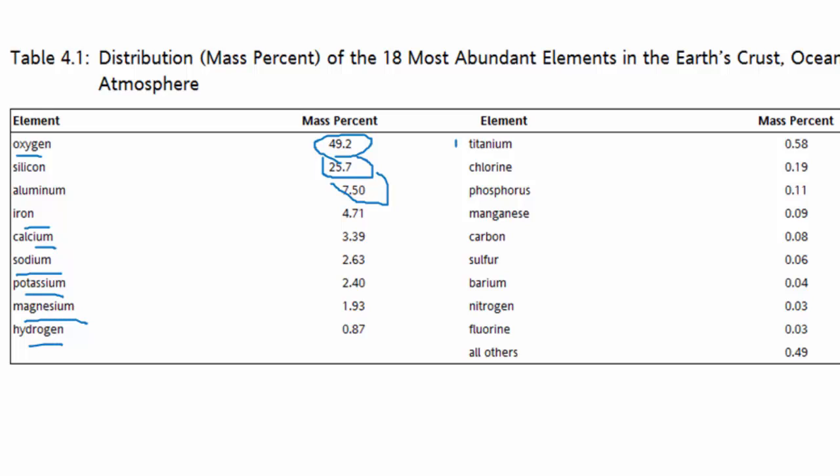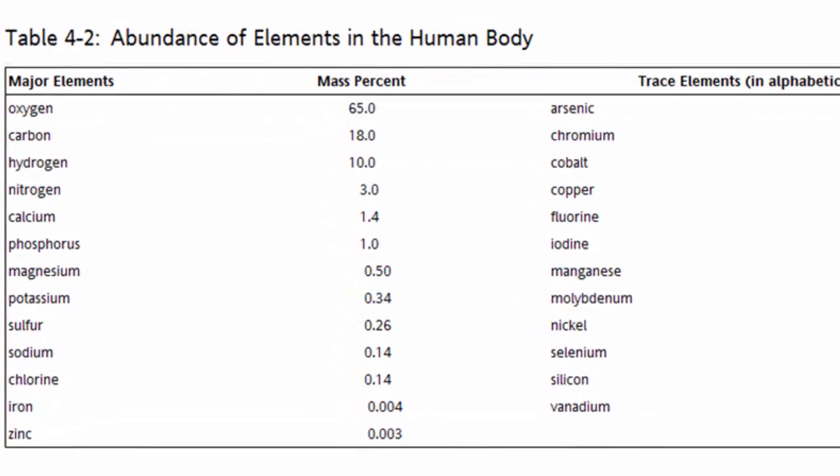Now the other elements are listed in order of decreasing percentage of abundance. So next we have titanium, chlorine, phosphorus, manganese, carbon, sulfur, barium, nitrogen, fluorine. And all others account for 0.49%. Now the abundance of elements in the human body is much different.